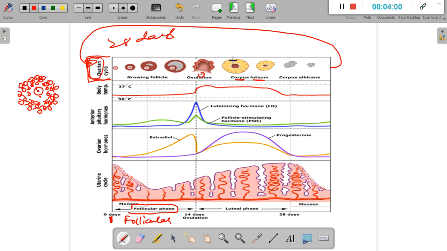So corpus luteum, but in reality in the ovaries it is not dead. It plays a very important role. It is actually a temporary endocrine gland, which means that this is going to secrete some hormones. Which hormones, we'll see.